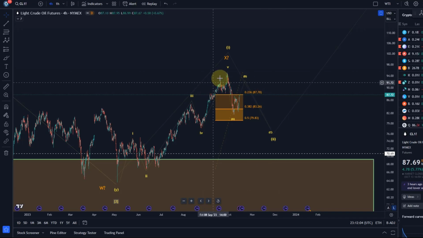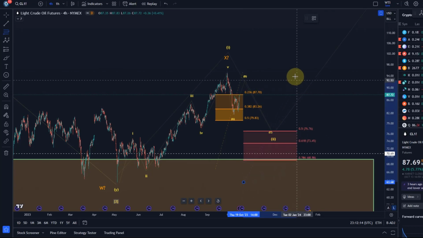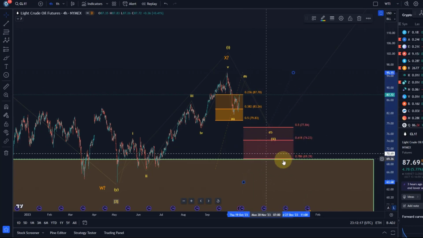If we come down in wave C of 2, we can really only calculate the target for wave C as soon as we have a top in place for B. But I can give you a standard retracement zone for wave 2, and that would be here between $69.39 and $77.84. This is definitely a scenario we should pay attention to.